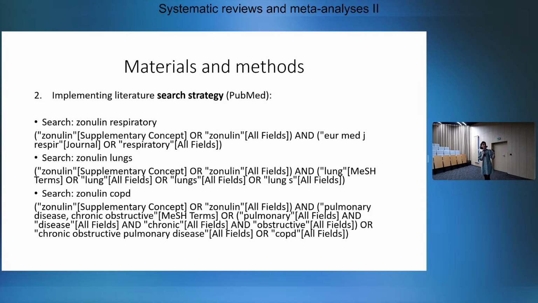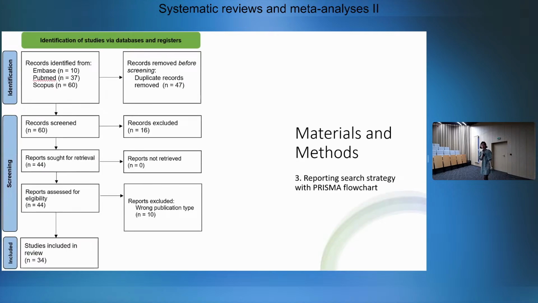This is only an example because we have every single disease. We always search zonulin and the name of the disease, as well as zonulin respiratory, zonulin lungs. And after we have done our search strategy, this is the data. We found in total 107 articles. Out of those, 47 were duplicates, and the records screened were 60. Once we screened the articles, some of them used animals in research, so we decided to exclude those. We were then left with 44. After assessing the 44, we also excluded 10 because they were either not in English or they were published only as an abstract, leaving 34 for analysis.